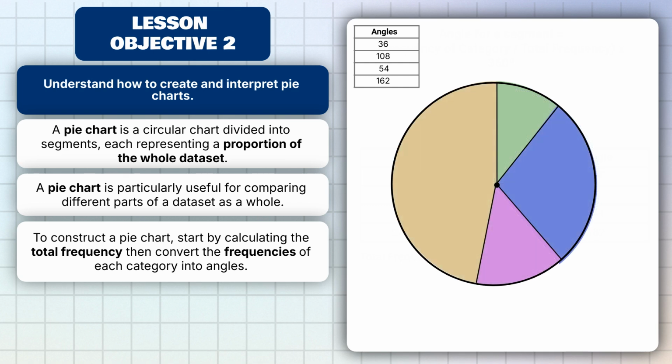Additionally, we often include percentages on each segment of the pie chart, which can be calculated as angle divided by 360 times 100%.